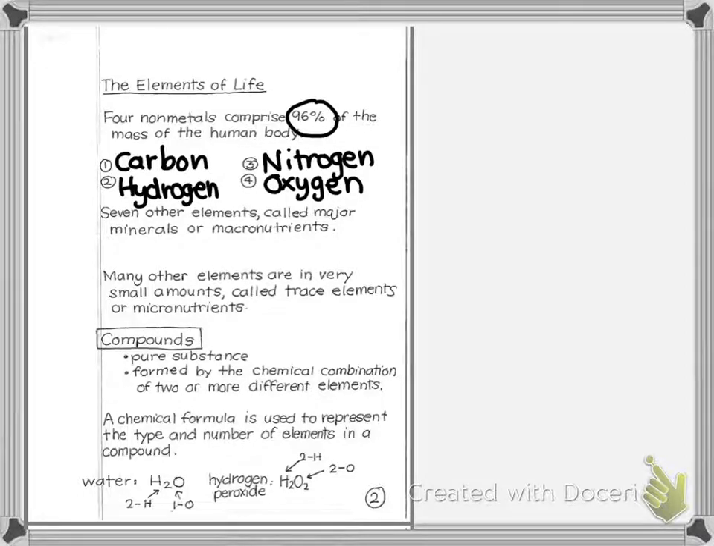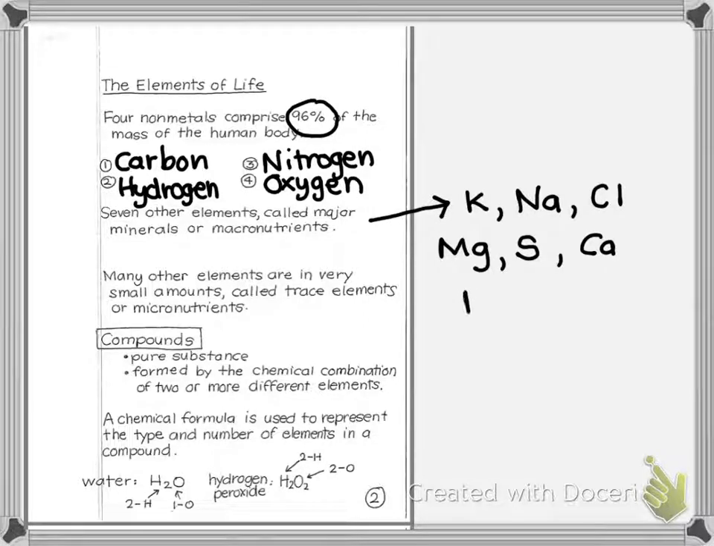Now there's other elements that are called major minerals or macronutrients. You don't have to memorize these, but I think it's important for you to understand that, especially if you're in the health field, these are elements that you'll come across. We have potassium, sodium, and chlorine. There's magnesium, sulfur, and calcium, and phosphorus. So these seven major minerals are found in our body and are important parts of our healthy functioning.